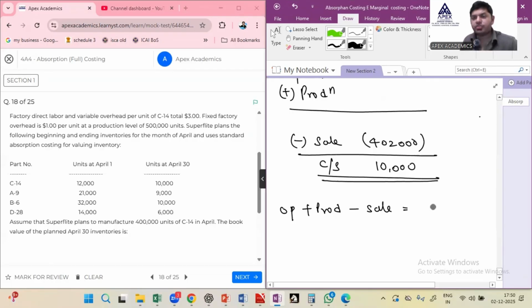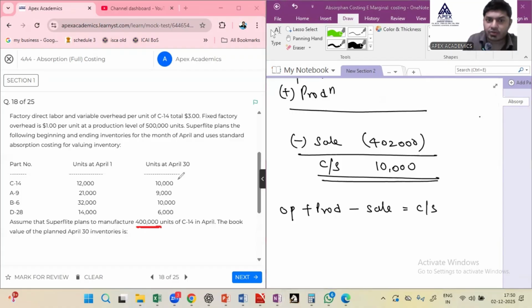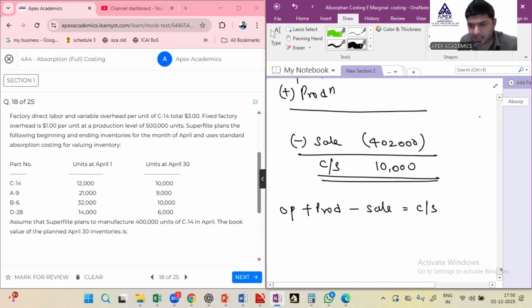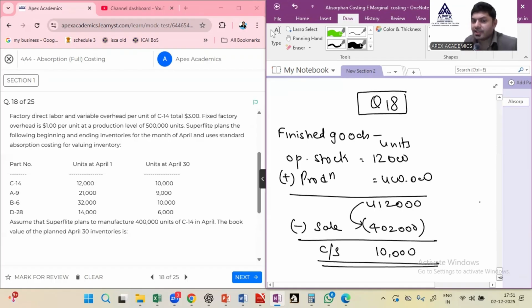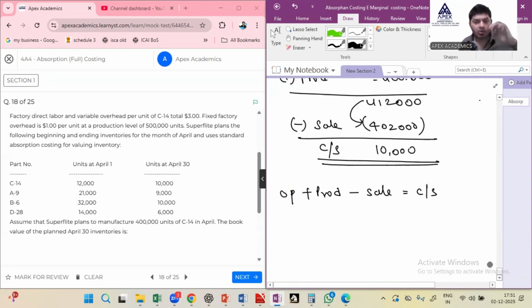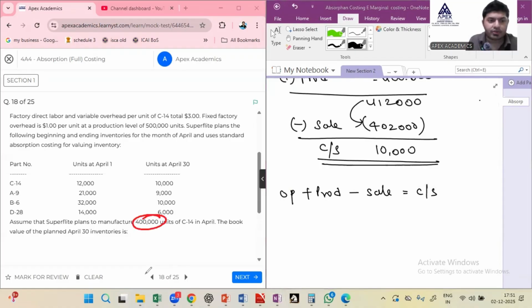Is equal to closing stock. Further, they are saying that assume they are going to manufacture 4 lakh units. Please try to understand. Over here, my production is of 4 lakhs. So I am looking at 4 lakh 12,000 units in hand, out of which I am selling 4 lakh 2,000 units. So my closing stock says 10,000 units. Now over here, I am manufacturing 4 lakh units.